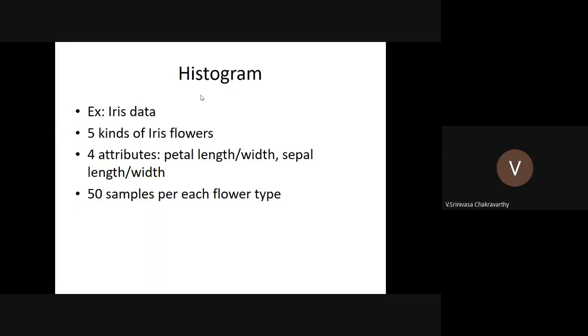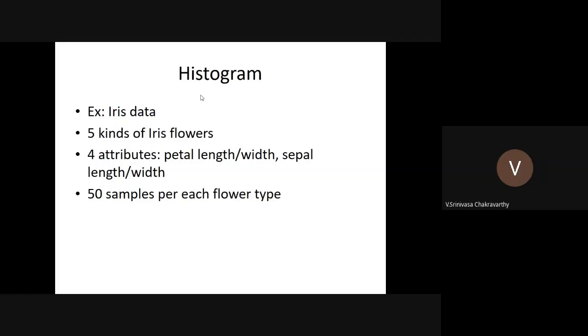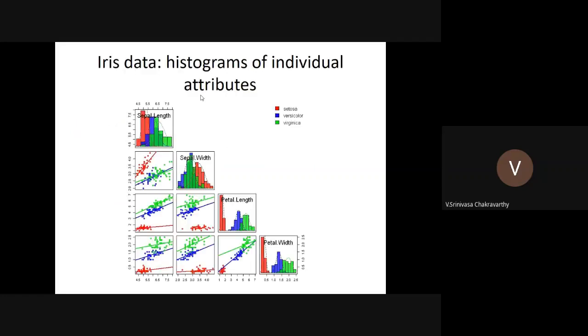There are 50 samples of each flower type. Actually, sorry, there are only 3 kinds of flowers, not 5. So 50 samples of each flower type. In this plot, they are showing histograms. Since there are 4 attributes, you can draw a separate histogram for each of the attributes. So that's what you see in this plot.